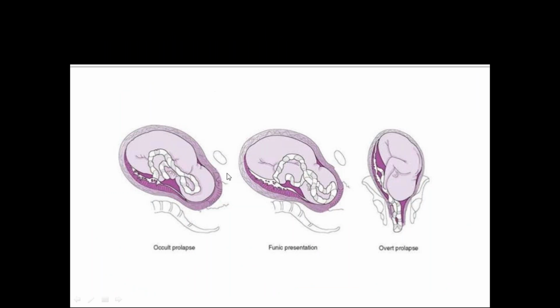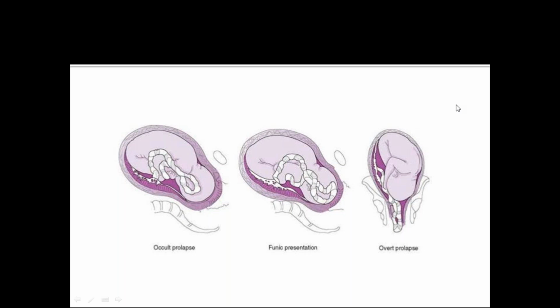See, here is the fetus. It is present by the side of the presenting part. This cord is there, this is the umbilicus, this is the placenta, this is the cord. This cord has come below, by the side of the presenting part. Here it has come below the presenting part. This is completely down. This is occult prolapse, this is the cord presentation, and this is cord prolapse, complete cord prolapse. In occult presentation, the head and umbilical cord are present simultaneously, side by side.